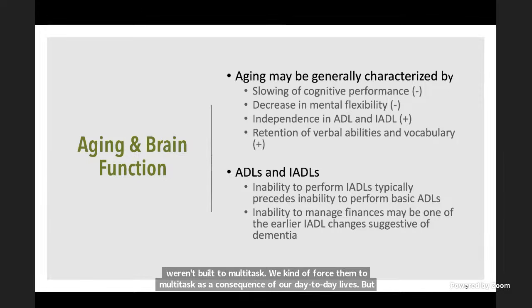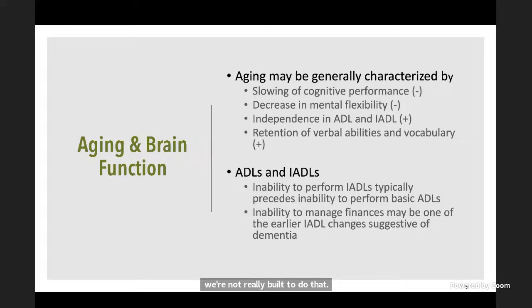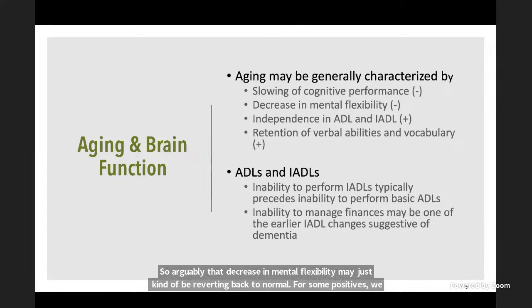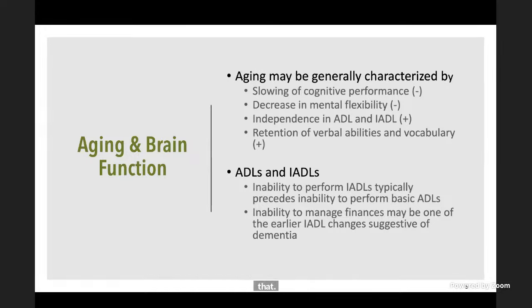For some positives, we do see a maintenance of independence and activities of daily living and instrumental activities of daily living. An activity of daily living is something we have to do in order to live on our own. These are things like toileting, transferring, bathing, feeding, things like that. And then instrumental activities of daily living are things that support all of those things. So, being able to use the telephone or being able to go to the grocery store. We don't necessarily have to be able to do those things in order to maintain our independence, but it certainly helps. And then we generally retain our verbal abilities and vocabulary.